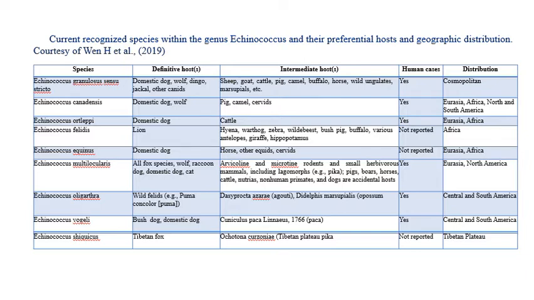Echinococcus granulosus sensu lato complex: the definitive hosts are carnivores, and the intermediate hosts are domestic animals. Human cases are reported in many countries. The distribution is cosmopolitan. Echinococcus multilocularis: the definitive hosts are wild carnivores, including wolves and foxes, and domestic dogs and cats. The intermediate hosts are rodents. Human cases are reported in many countries. It is distributed in Eurasia and North America.